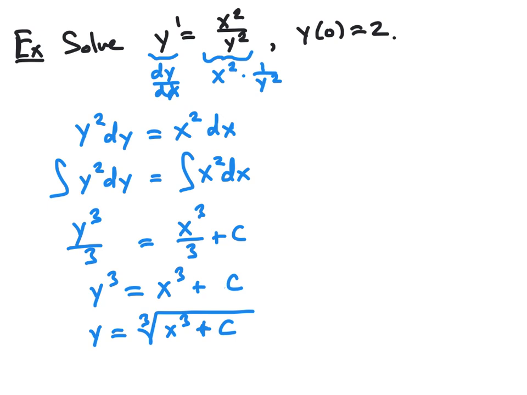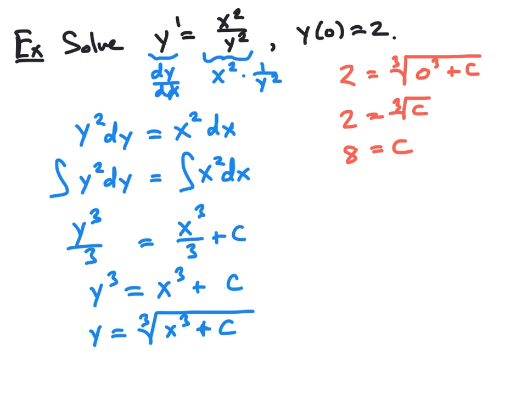Now we do have the initial condition to consider here, y of 0 equals 2. And so we want to find the value of c that satisfies that initial condition. And so we'll substitute in 0 and 2 for x and y. And when we do that in our general solution, we get that value of y, which is 2, will equal the cube root of 0 cubed plus c. And so here we get 2 is going to be the cube root of c. And cubing both sides of this will give us that c is equal to 8.